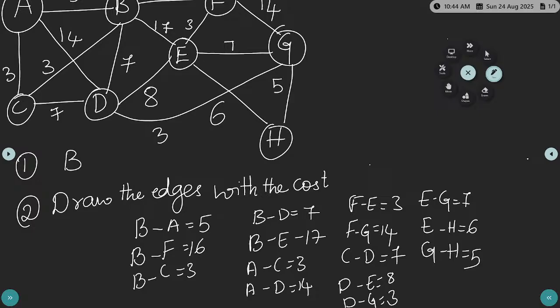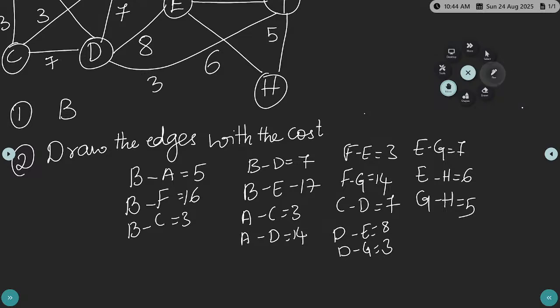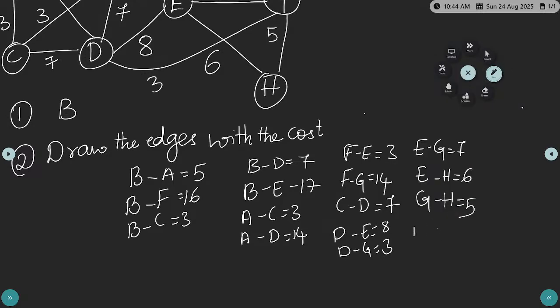All the costs are written. If it is repeated also, no issue. You can repeat it. For example, if B to D is written, again I am writing D to B. I forgot and wrote it, 7. Are you done? Have you finished up to here or not?